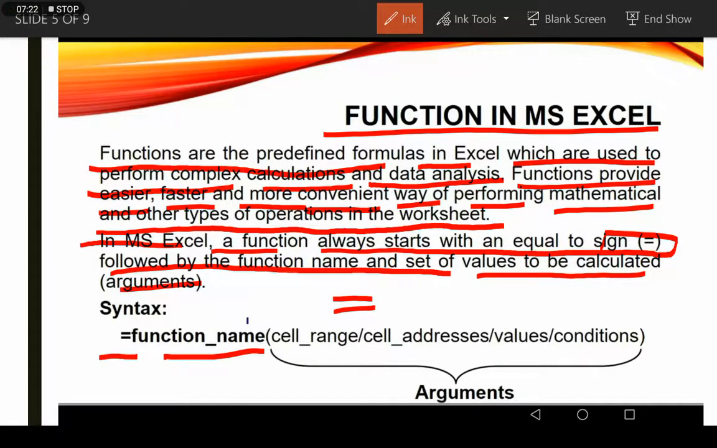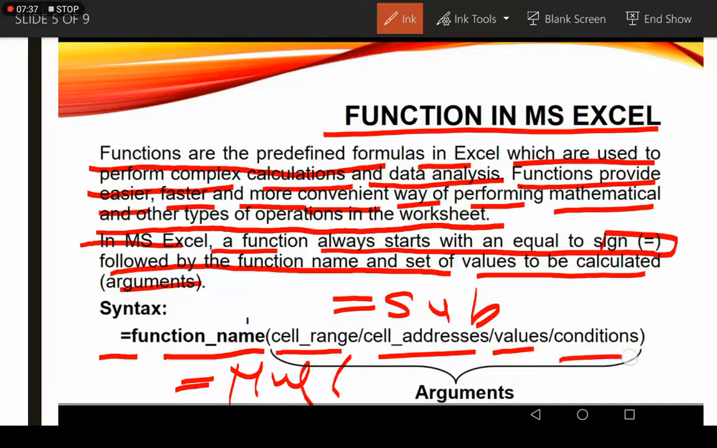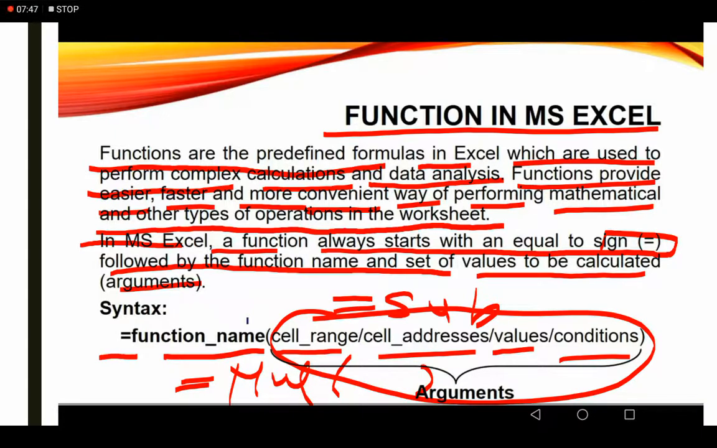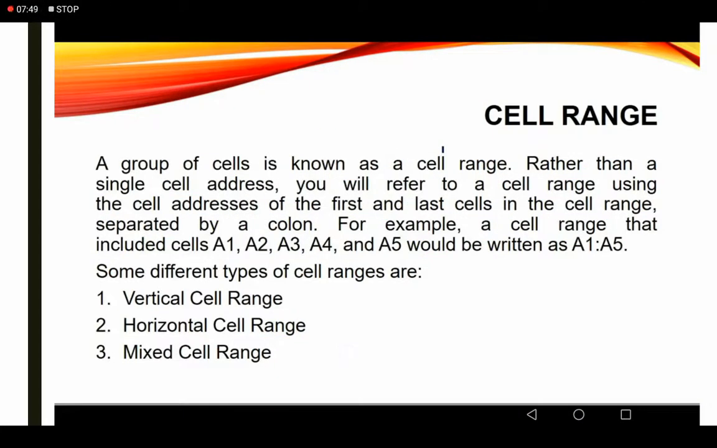It means if you want to subtract something, then you will write sub. If you want to multiply, then you will write equals to mul and a bracket, then the cell range or cell address or values or condition according to your requirement. So we will discuss the arguments in our upcoming class. So I hope it's clear.